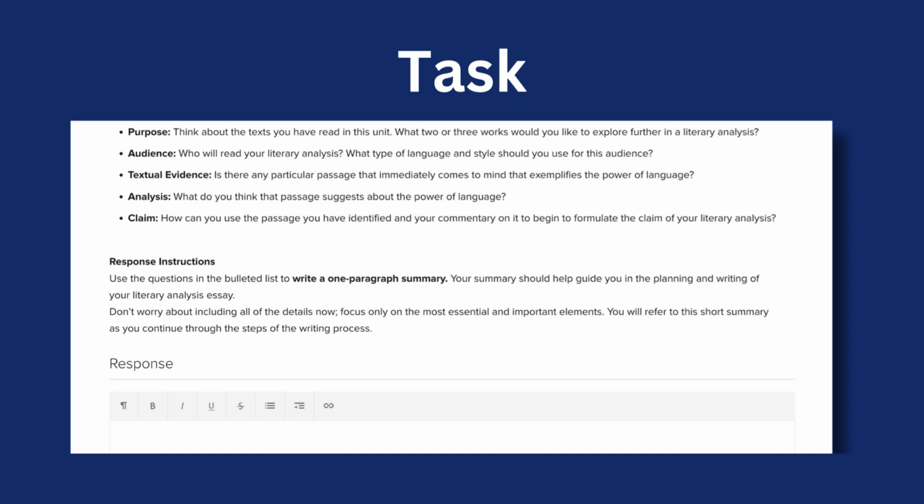This summary paragraph will not affect your grade, but it is an important starting point for your essay, so don't skip it. Please talk to me if you need clarification about the writing prompt or about the tasks for this lesson.